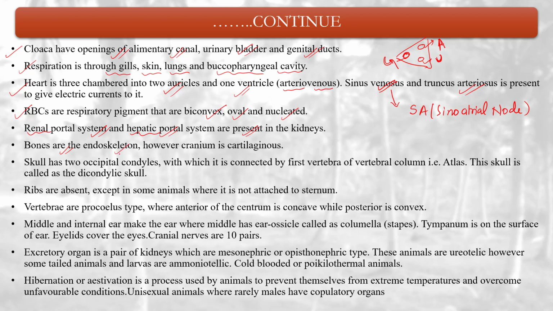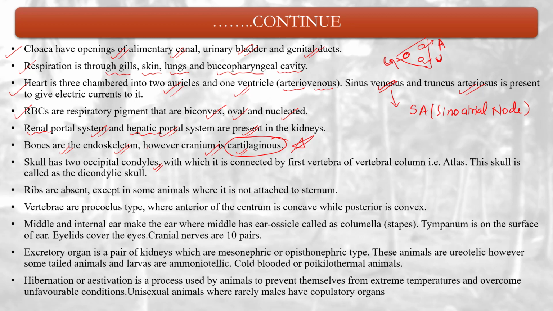The main part of the endoskeleton is bones, and they have a cranium which is cartilaginous. So please remember this term, cranium, which is cartilaginous, while the endoskeleton is made up of bones. Skull has two occipital condyles. Previously, in case of fishes, they were monocondylar, they have only one condyle. But here, the skull has two occipital condyles. Especially when we talk about the bony fishes.